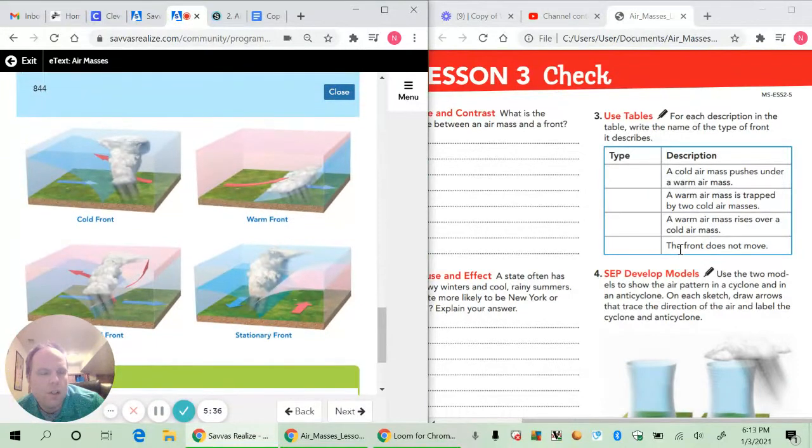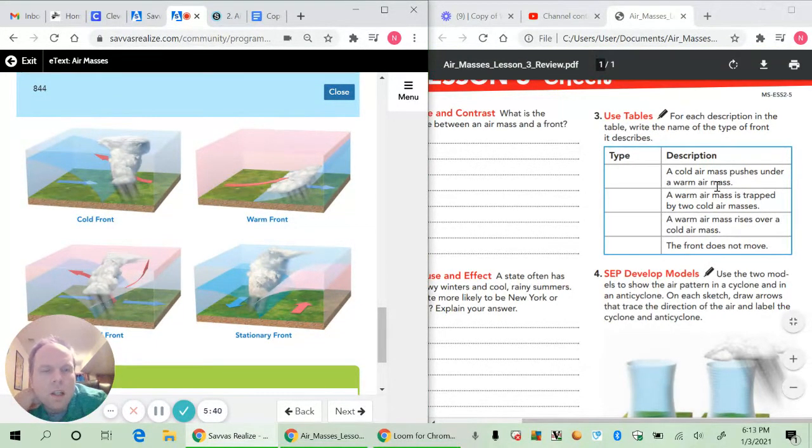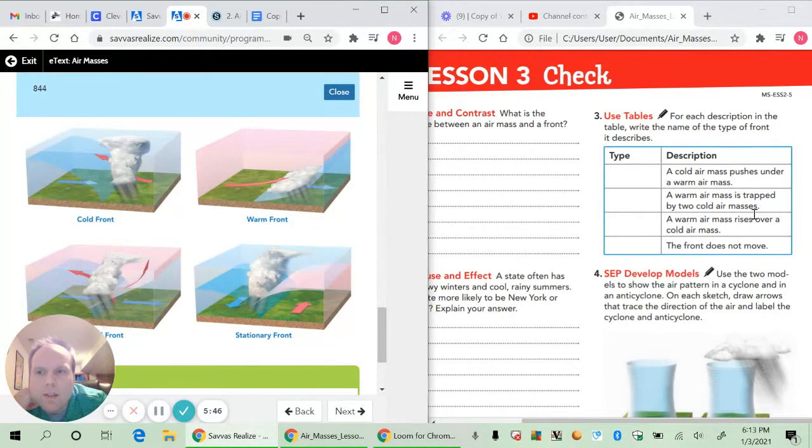And these are our models here. And what I would do is compare these to the descriptions here. So the first one says a cold air mass pushes under a warm air mass. So it's talking about the cold air mass moving into the warm air mass. If we look at the arrows, you can see the directions they're moving, right? In this one, we have a cold air mass that collides or moves into the warm air mass, right? So I would say this first one would be a cold front.